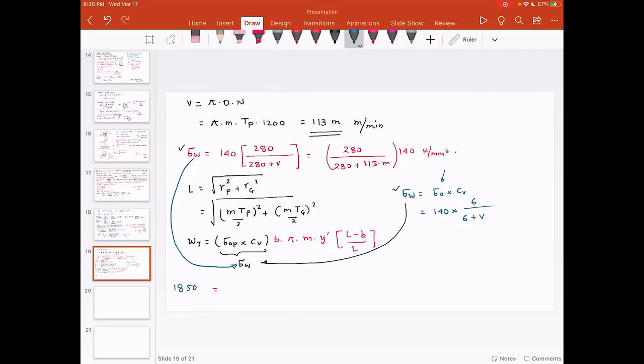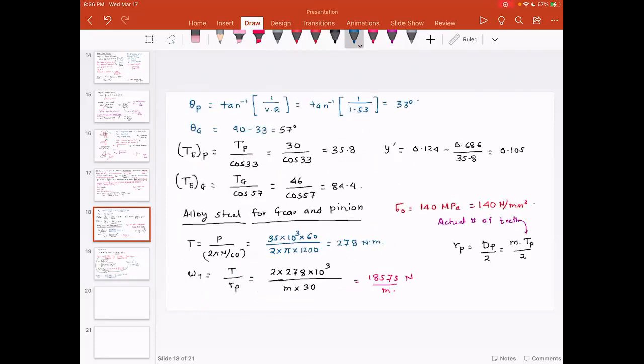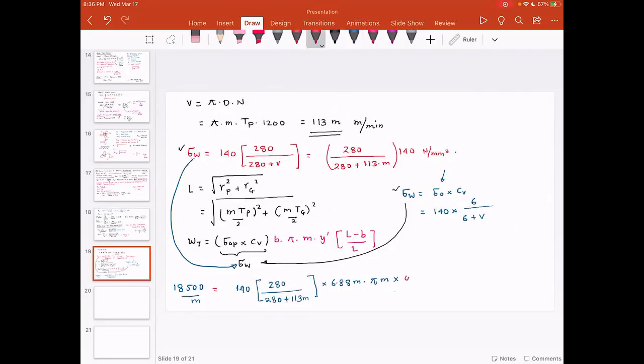So you have 18,500 divided by M, times 140, times 280 divided by 280 plus 113 M, multiplied by B, which is nothing but 6.88 M, multiplied by pi multiplied by M. And please note, we already found the value of Y prime, which is 0.105, multiplied by L, which is 20.